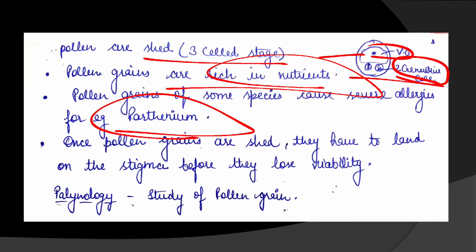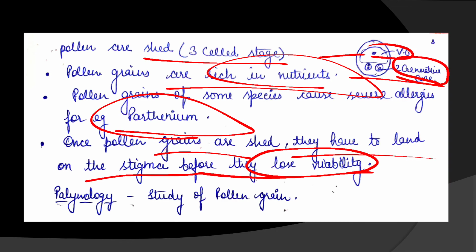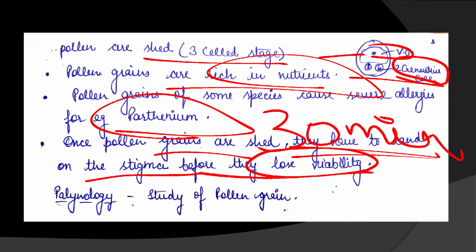Now once the pollen grains are shed, they have to land on the stigma before they lose their viability. After some time, the pollen grains lose their viability and are of no use then. As for example, wheat pollen loses its viability after 30 minutes. So it has to land within these minutes, otherwise it loses its viability. The study of pollen grains is called palynology. Palynology is the study of pollen grains.